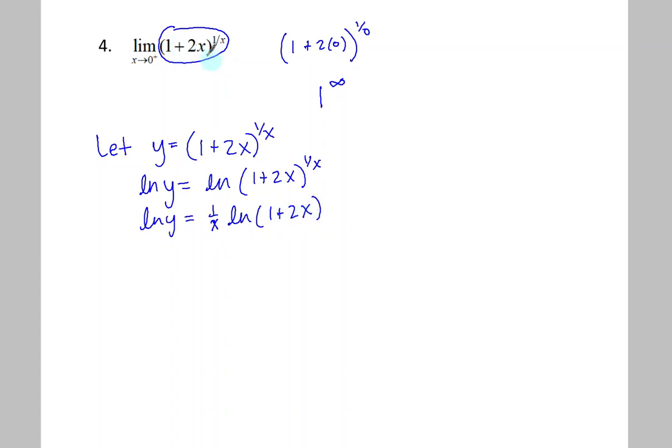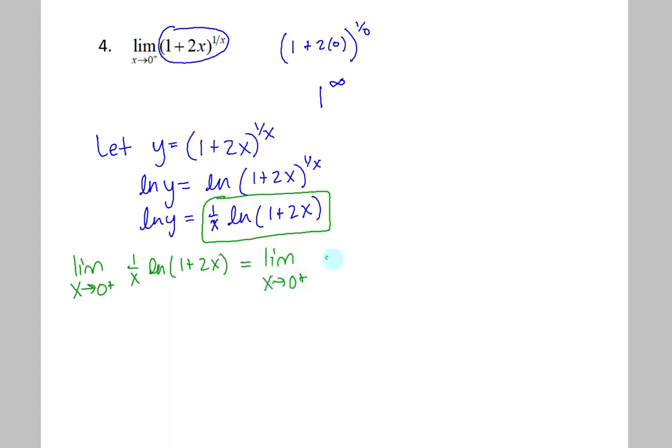Now instead of taking the limit of that, let's take the limit of this. Limit as x approaches 0 from the right of 1 over x times natural log of 1 plus 2x. This is the same as looking at it like one quotient, natural log of 1 plus 2x over x. What happens when we try direct substitution? 0 into here makes natural log of 1 over 0, and natural log of 1 is 0, so we get 0 over 0, which is an indeterminate form where we can use L'Hopital's rule.